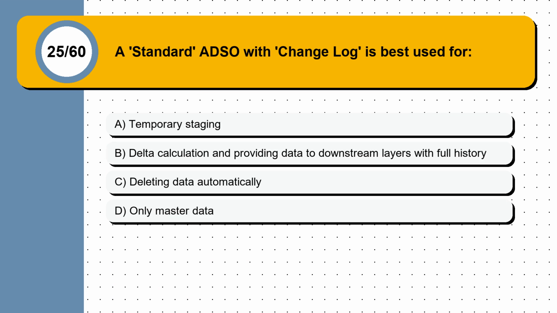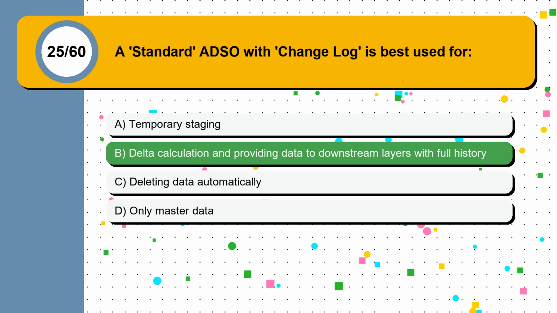Question 25. A standard ADSO with changelog is best used for: Option A. Temporary staging. Option B. Delta calculation and providing data to downstream layers with full history. Option C. Deleting data automatically. Option D. Only master data.